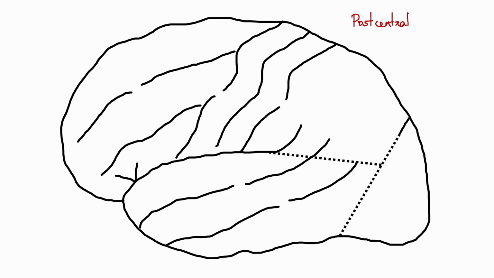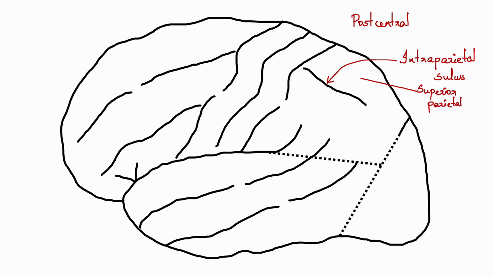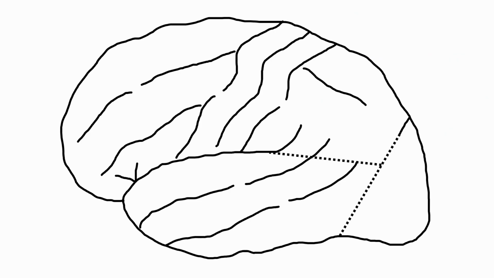The rest of the parietal lobe is divided into two by this particular sulcus, which is known as the intraparietal sulcus. By the intraparietal sulcus, the parietal lobe is divided into an upper part and a lower part. The upper part is known as the superior parietal lobule and the lower area is known as the inferior parietal lobule.